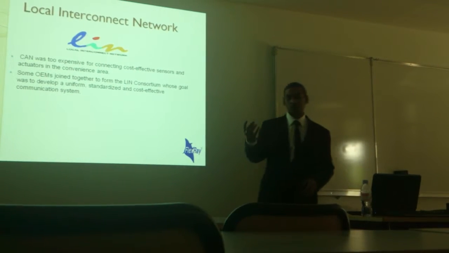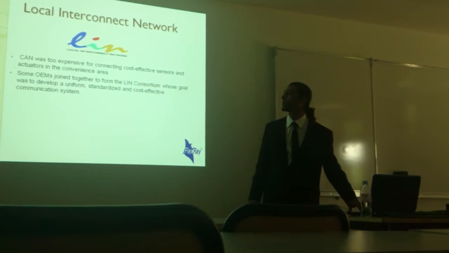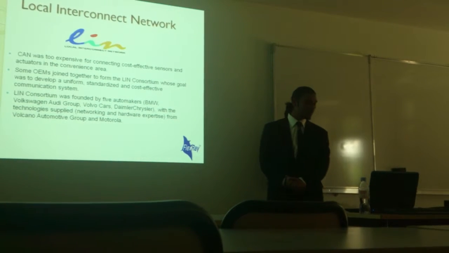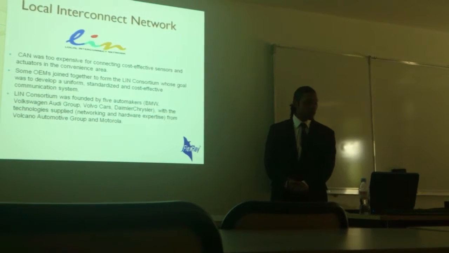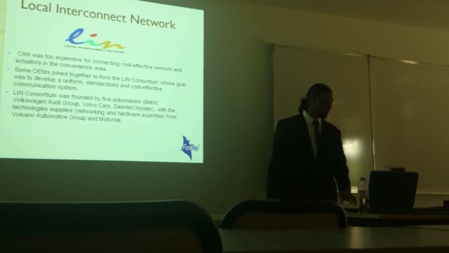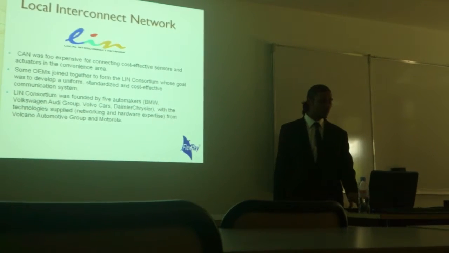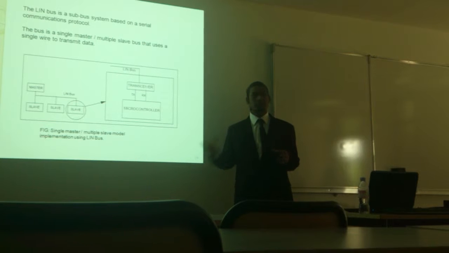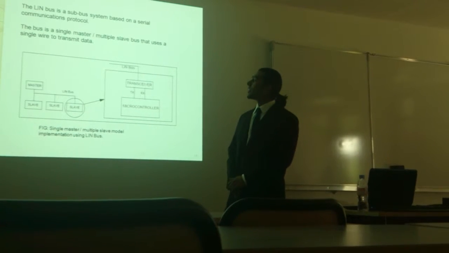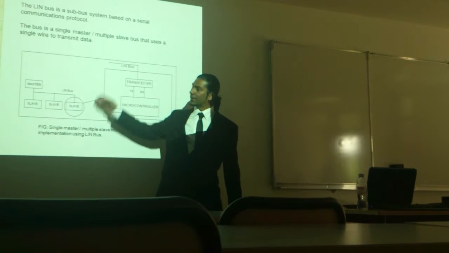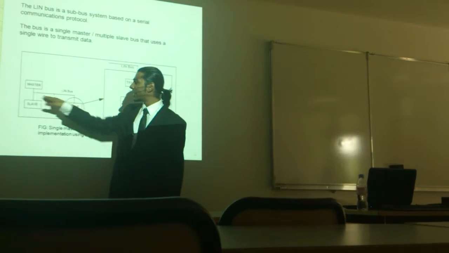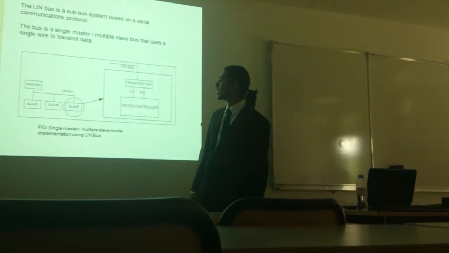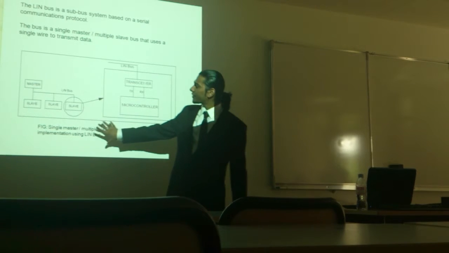The LIN consortium was founded by five automakers: BMW, Volkswagen, Audi, Volvo Cars, and DaimlerChrysler, with technology supplied by Motorola and Volcano Automotive Group. Now the LIN bus is single master, multiple slave, and the master can also transmit messages to itself. It consists of a single wire, and the master is connected to each slave. A basic structure is given here, and the slave node consists of a microcontroller and a transceiver, which can transmit or receive data based on the master.